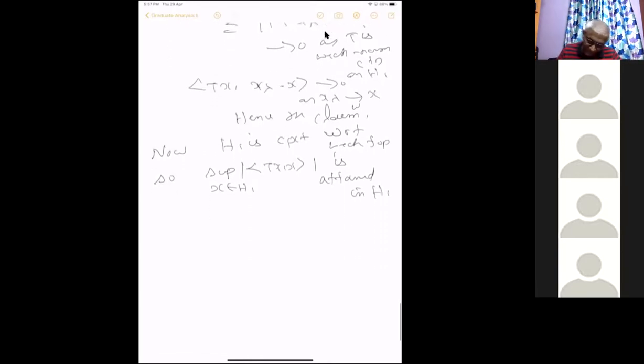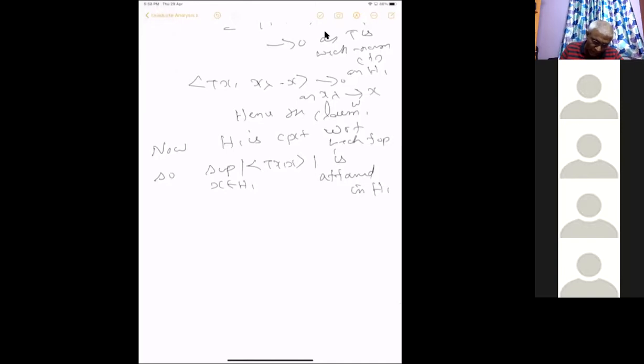There is something I have to prove. I will either prove it now or later. We want to see how the spectral theorem works. I think the proof is a little bit involved, so I'll prove it later. It's a fact: T is normal. Proof later. I'll prove it in the next class.